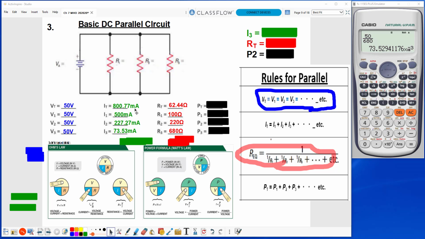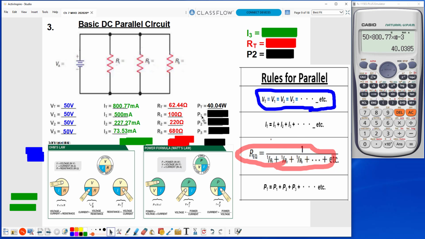Alright, so PT is equal to IT times VT. Right here we covered up the P, so it shows you it's equal to V times I. So I have 50 volts times 800.77 milliamps. So let's put that in. 50 times 800.77 times 10 to the negative third equals 40.04 watts.